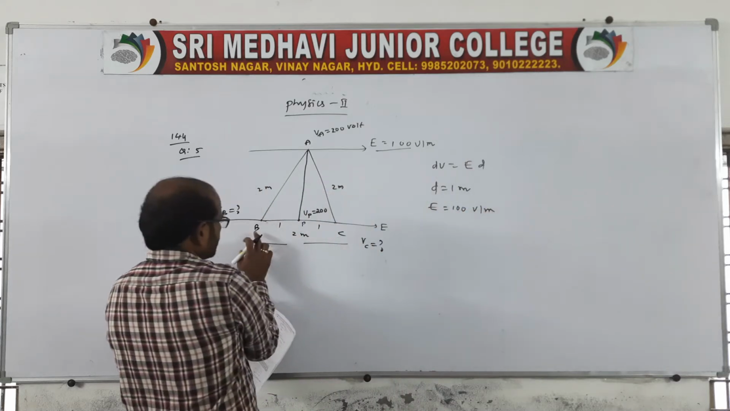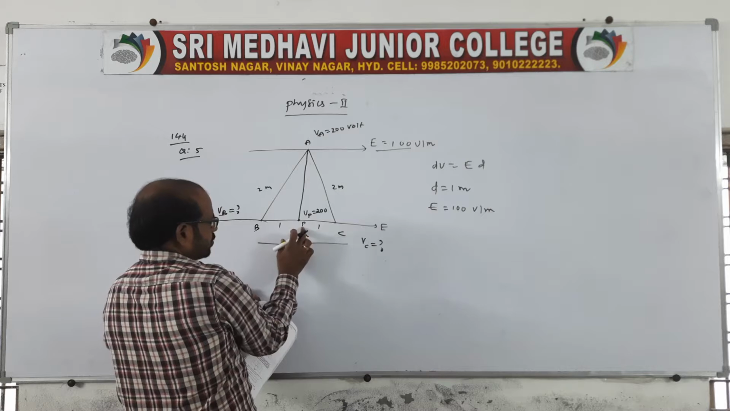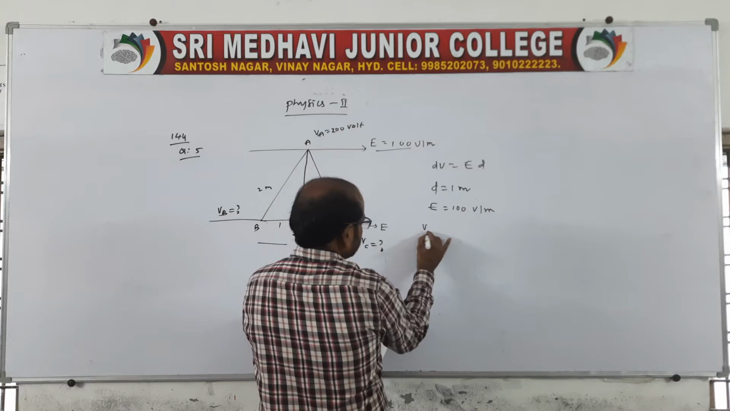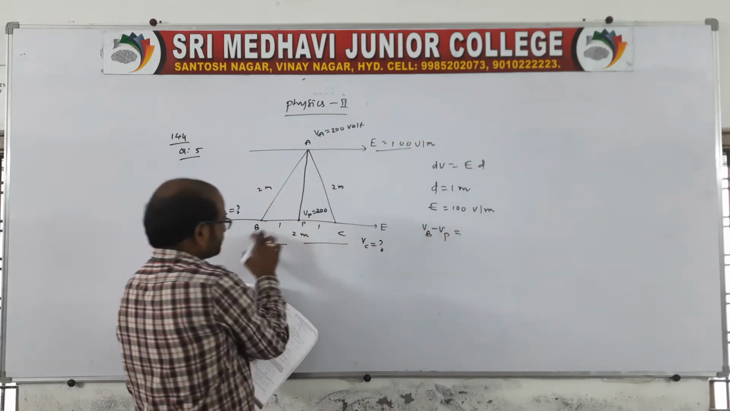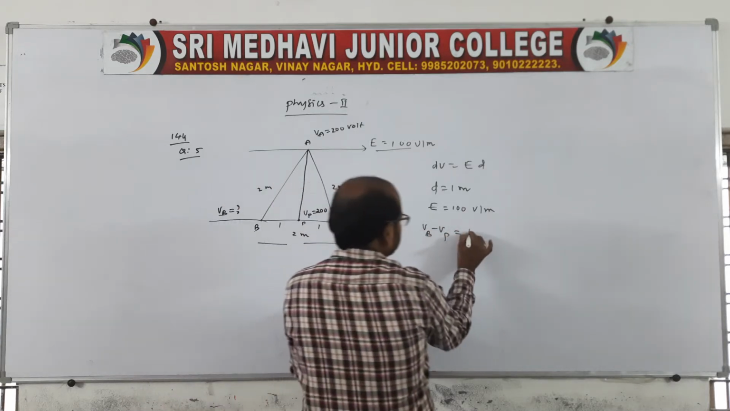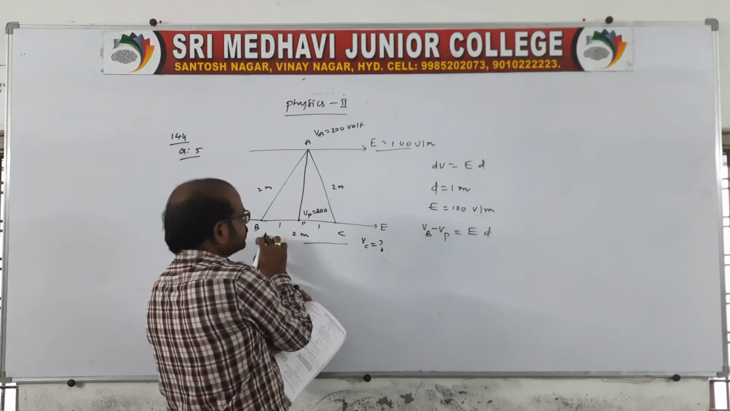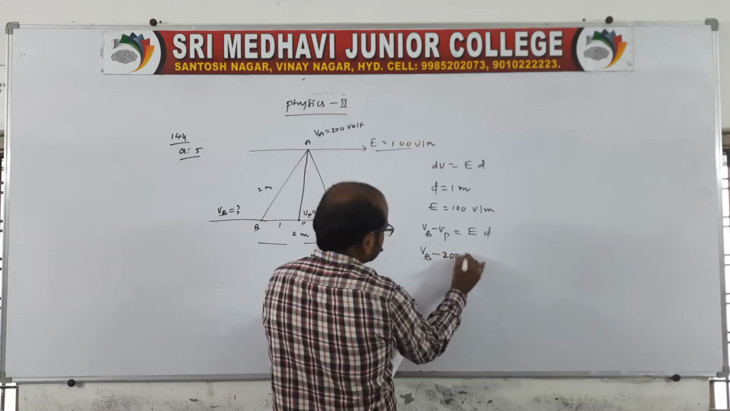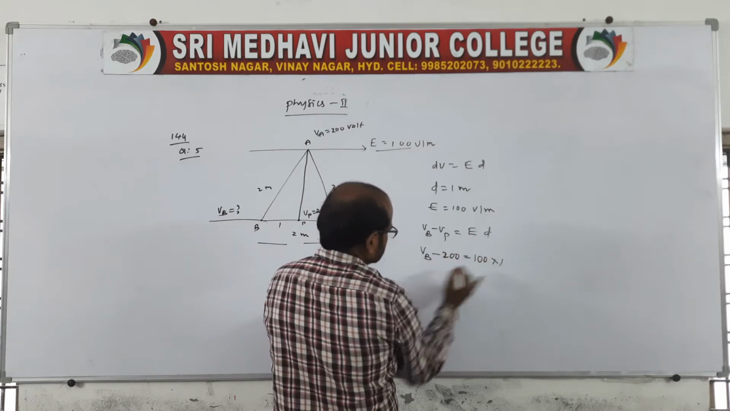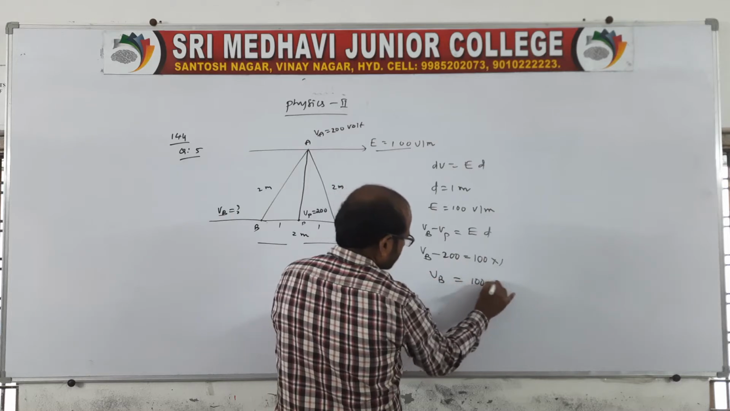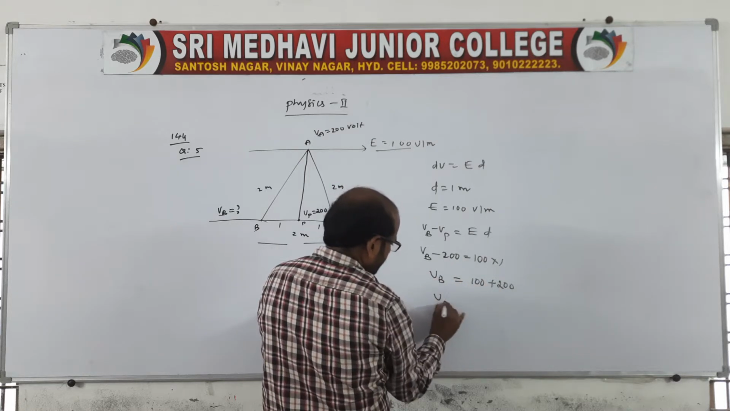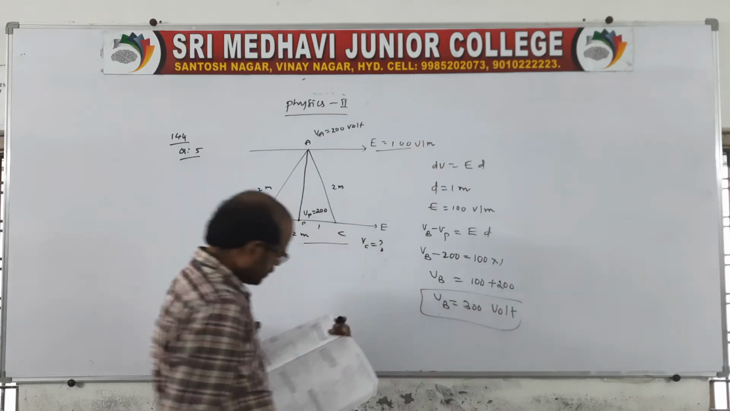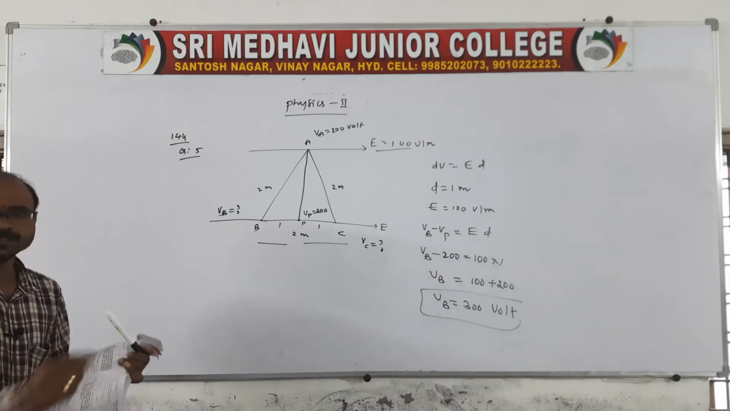Take these two points, one initial and one final. Then VB minus VP, the potential difference, is E into d. So VB minus 200 is equal to 100 into 1. So VB is equal to 100 plus 200. Therefore the potential at B is 300 volt. This is the method to do.